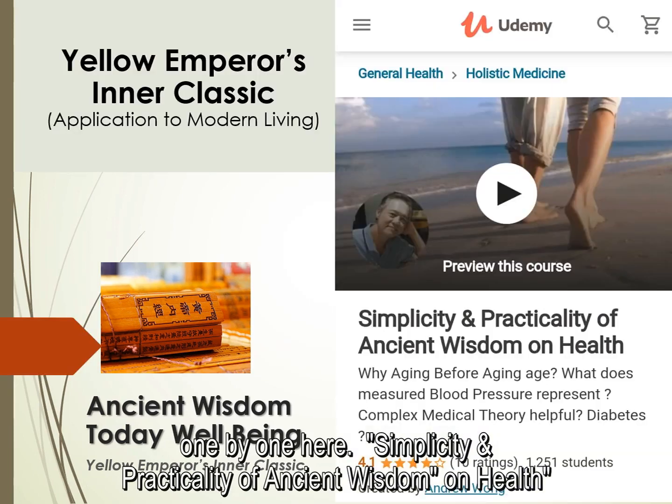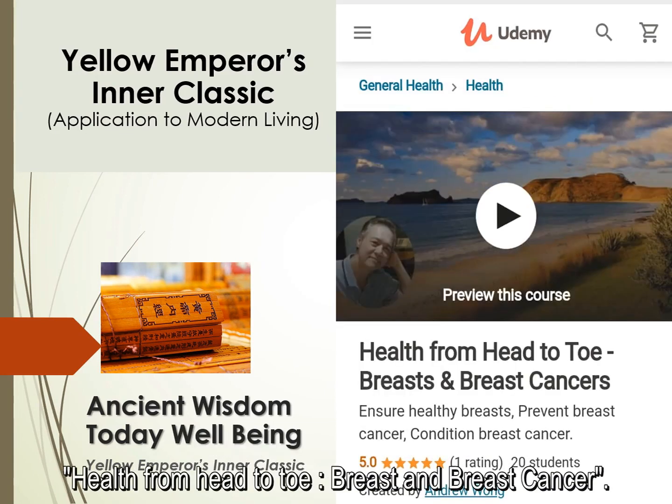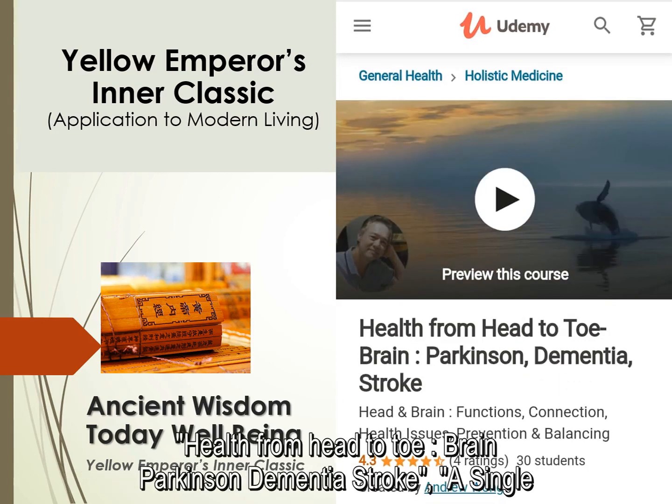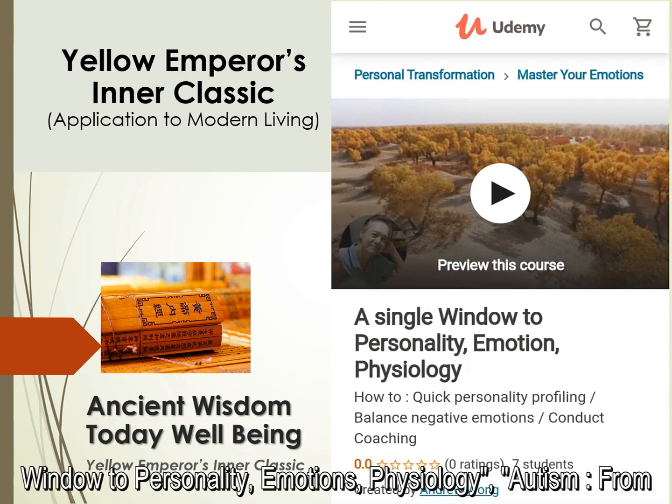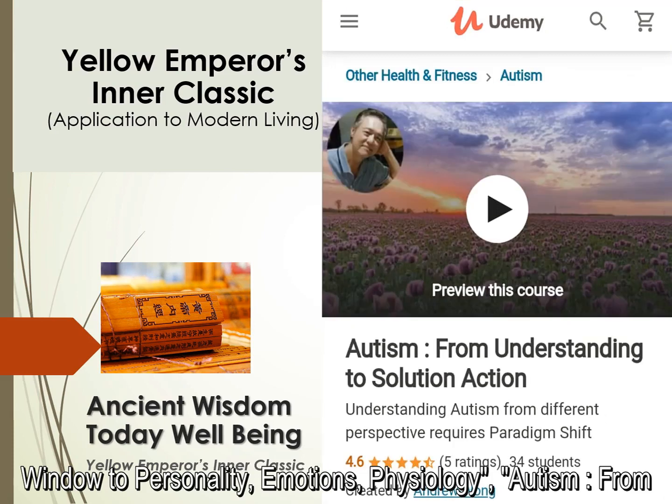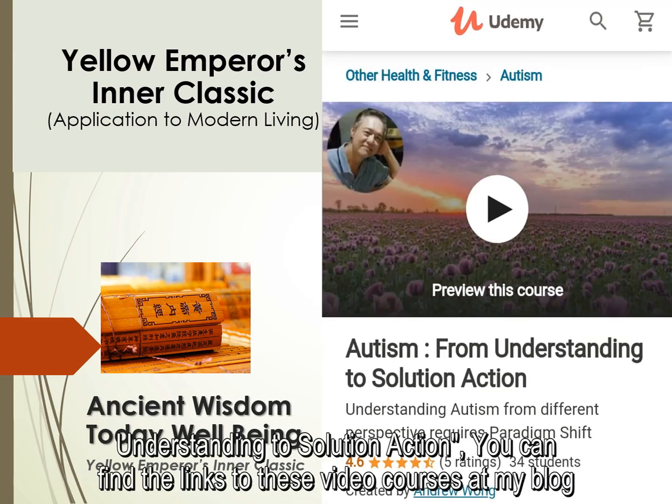Simplicity and Practicality of Ancient Wisdom on Health. Health from head to toe, breast and breast cancer. Health from head to toe, brain, Parkinson, dementia, stroke. A single window to personality, emotion, physiology. Autism, from understanding to solution action.